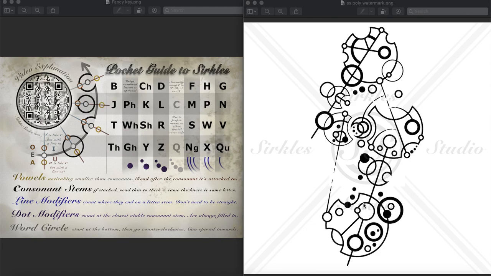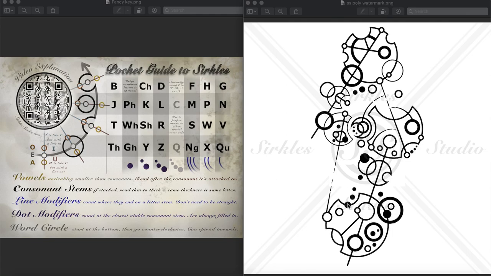Then we have an A outside the word circle, but still inside the consonant stem, right there. An E would be put here, and an O would be put here. So here's the A, and then we have an M next with 1, 2, 3 lines on a circle inside the word circle, with an O on it like a bead on a string, like that.